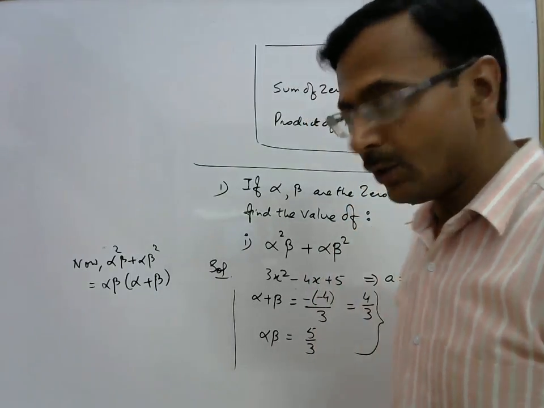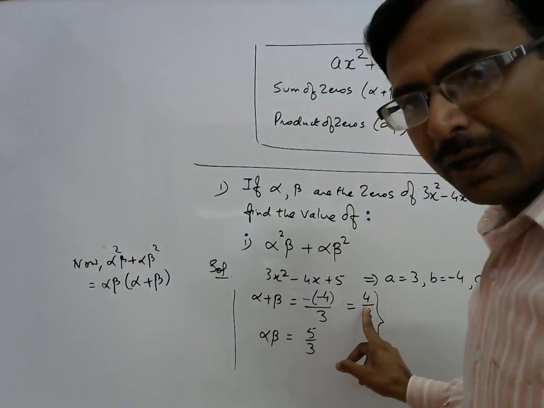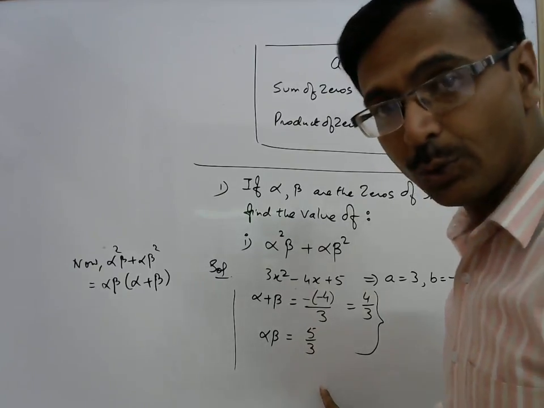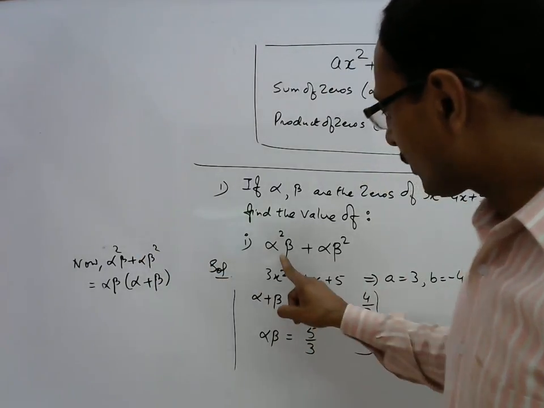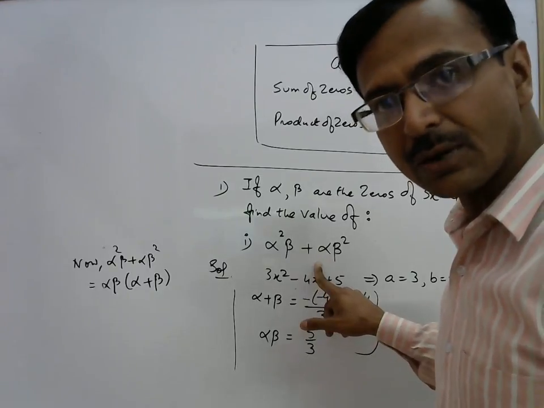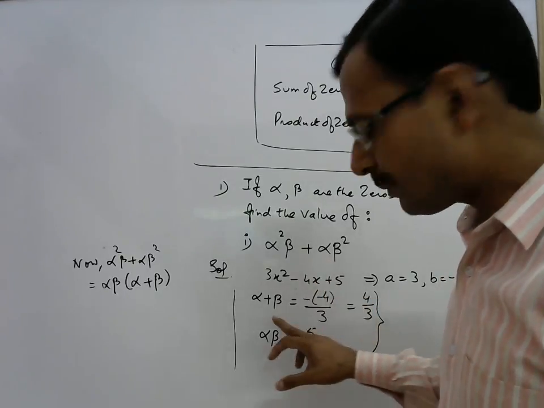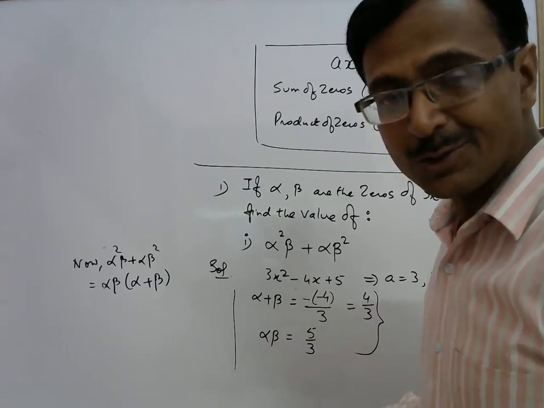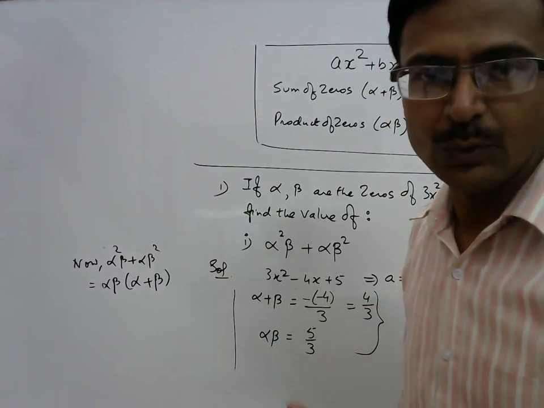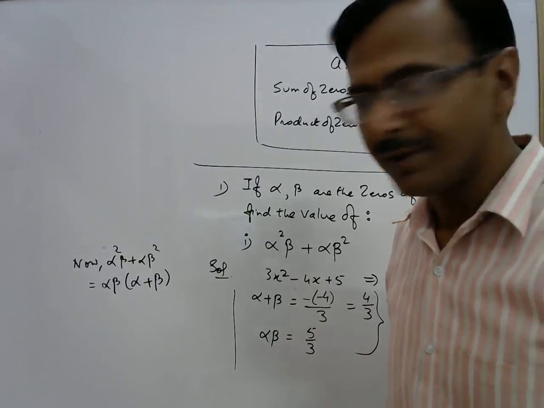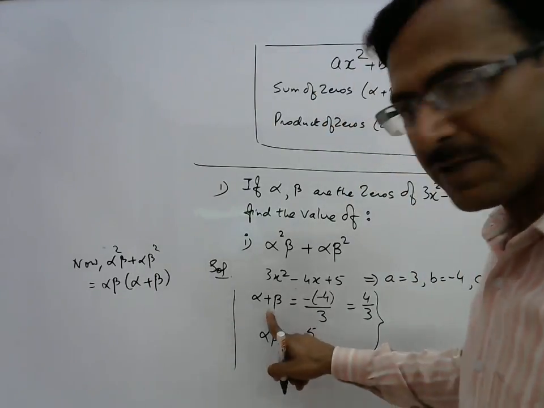Why? Because the value of alpha plus beta is known and the value of alpha beta is also known. So whatever question is given, we have to reduce that question in the form of alpha plus beta and alpha beta. So if you are able to do that, then the value is very easy to find out. So just substitute the values of alpha plus beta and alpha beta.